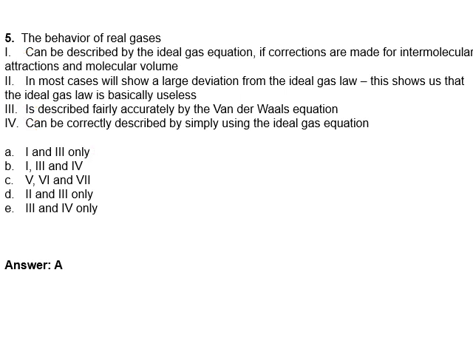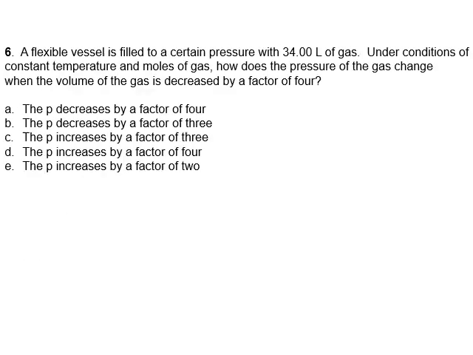Next slide. A flexible vessel is filled to a certain pressure with 34 liters of gas under conditions of constant temp and moles of gas. How does the pressure change if we decrease the volume by a factor of 4? So remember, the P and the V are going to go in opposite directions. So if we decrease the volume, we're going to have to increase the pressure by the same amount. So if we decrease the volume by 4, we increase the pressure by 4. So answer choice D looks like the correct answer here.